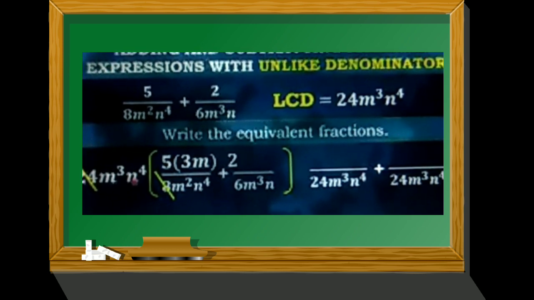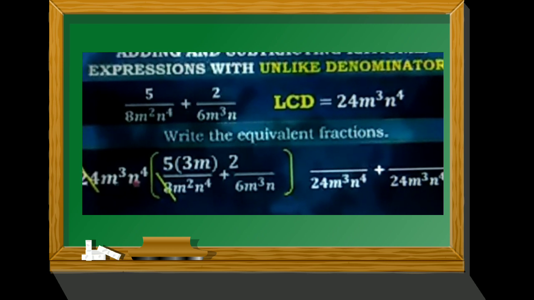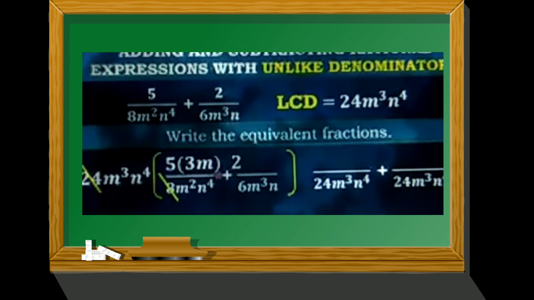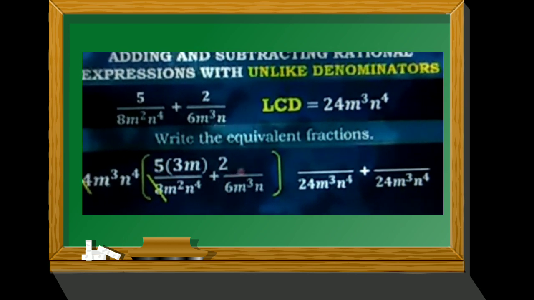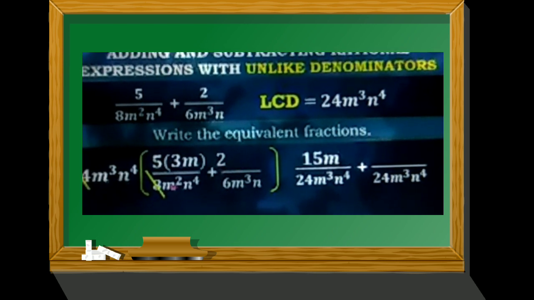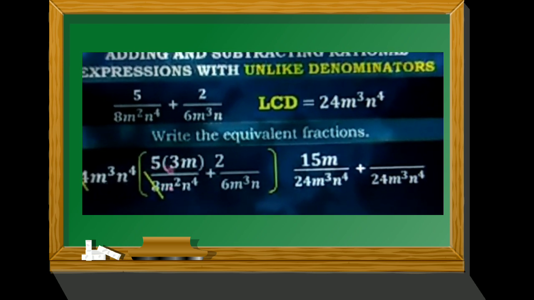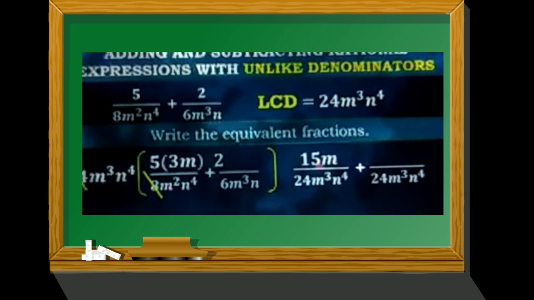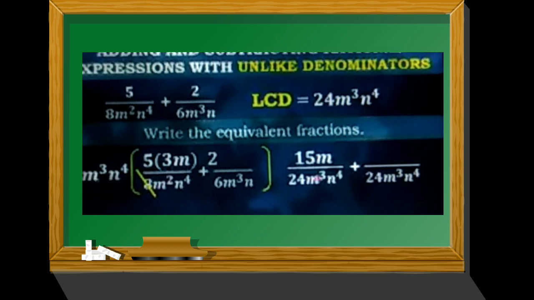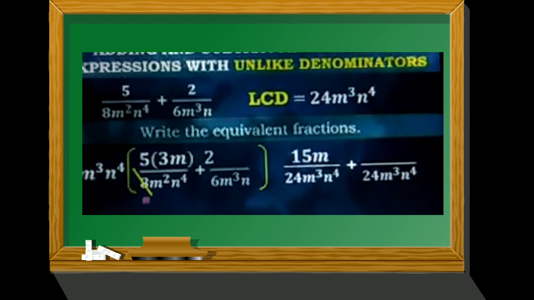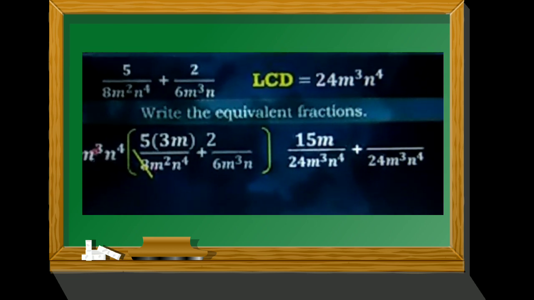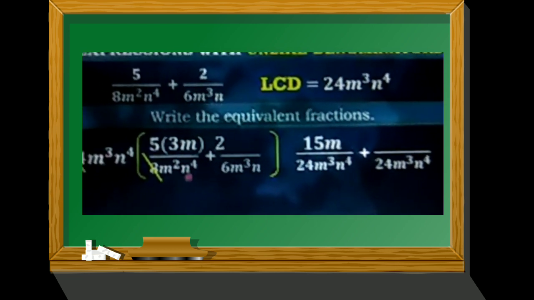So first step, you can cancel out, divide. We will have 24 divided by 8, that is 3. Next, for m, we have 3 minus 2, that is 1. Since the exponent is 1, we don't need to put it. Now let us proceed. We have 5 times 3, that is 15m.